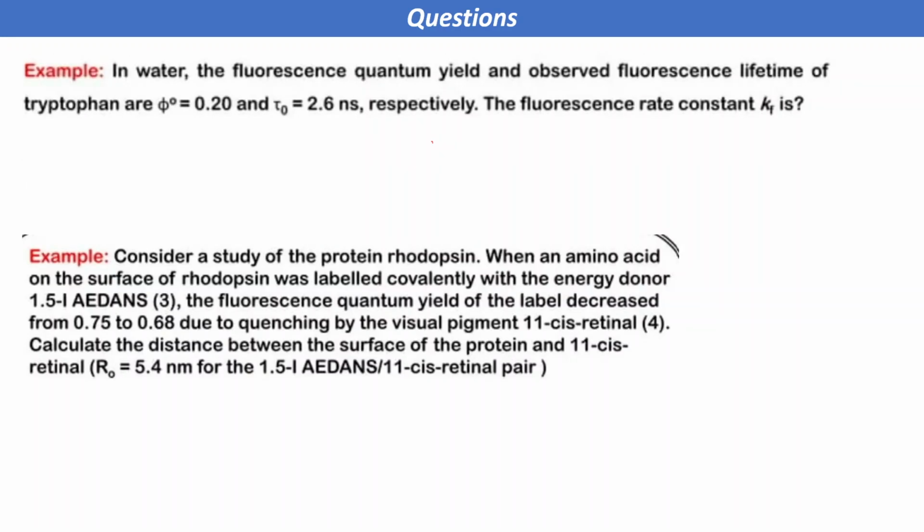Then we discussed how the fluorescence rate constant is related to the quantum yield and lifetime. That is, fluorescence rate constant is the ratio of quantum yield to lifetime.